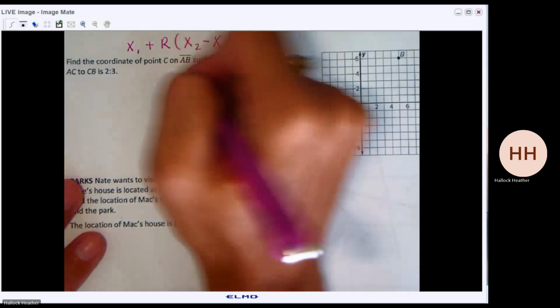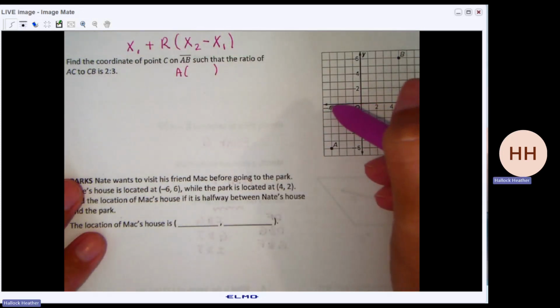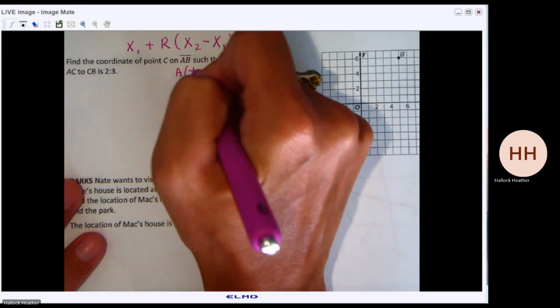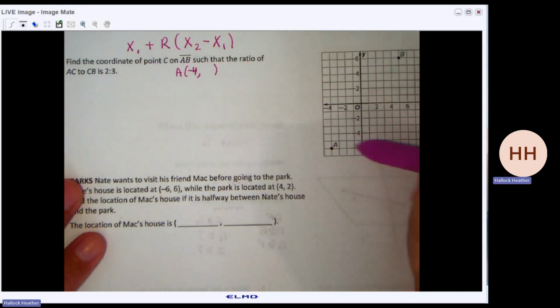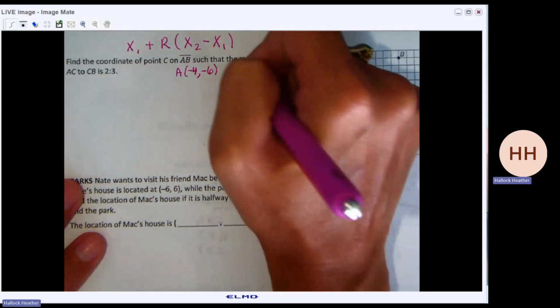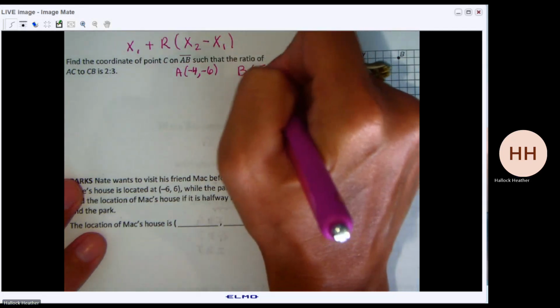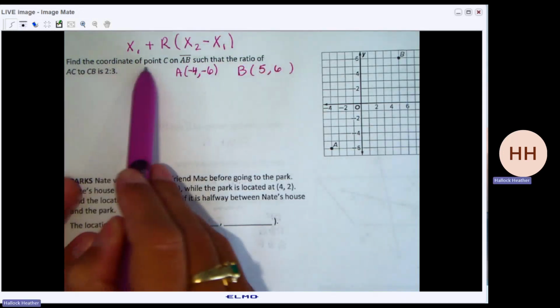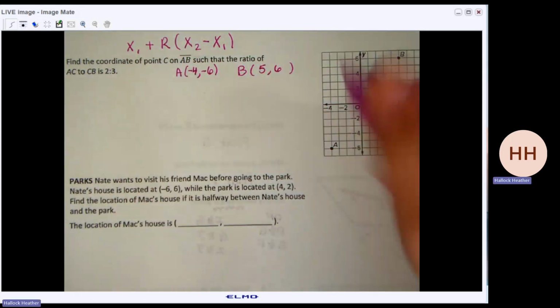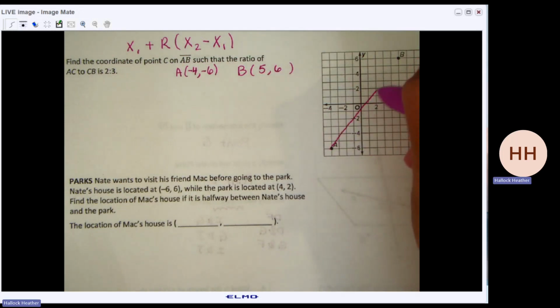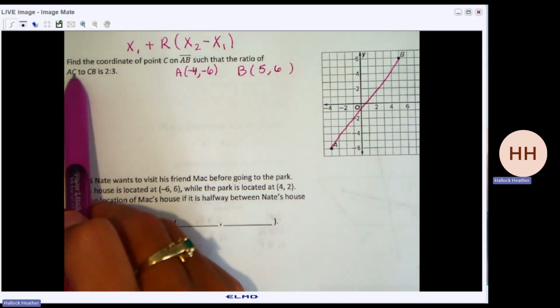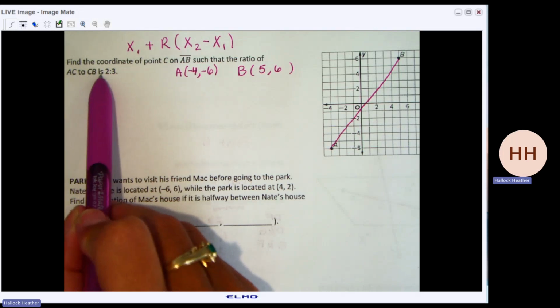So A, if I started at 0, 0, I'm going to the left 4, so -4, and then I'm going down to -6. So -4, -6 is the first A. Point B is at 5, 6. It says find the coordinates of point C that are on AB such that the ratio from A to C to B is 2 to 3.